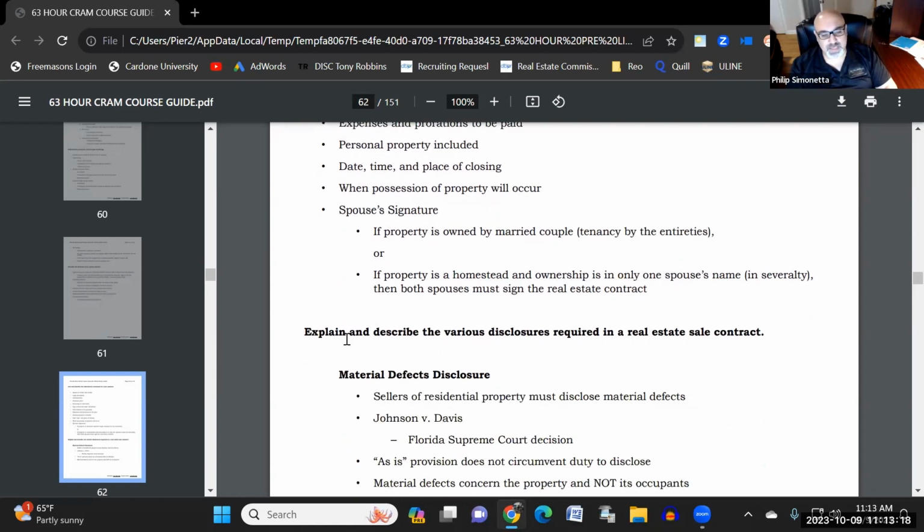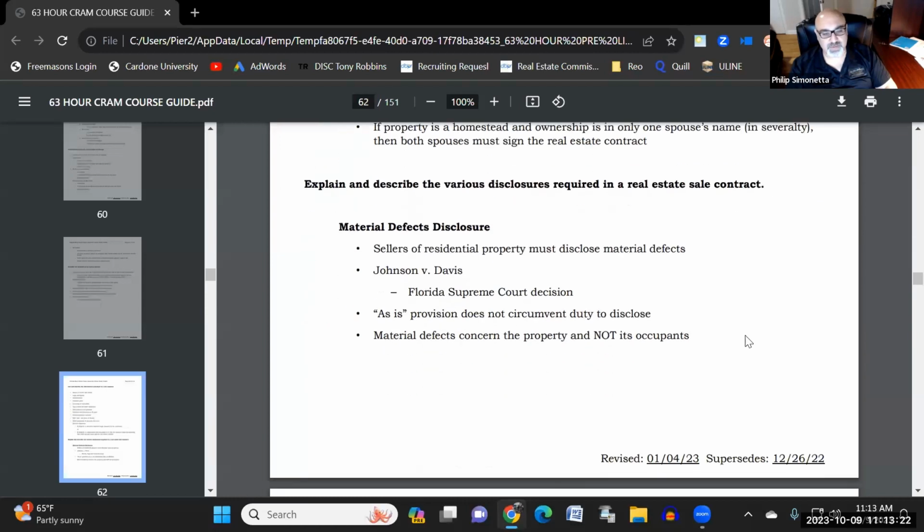So let's explain and describe the various disclosures required in a real estate contract. Okay, there's a material defects disclosure. There's a seller disclosure we use. Okay, the sellers of the residential property must disclose material defects. Johnson versus Davis was a Supreme Court decision that decided that. The as-is provision does not circumvent duty to disclose. So the as-is contract, that doesn't mean it's as is and you don't have to disclose it. You still need to disclose.